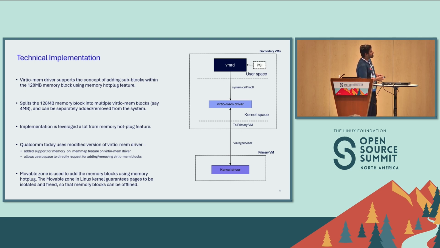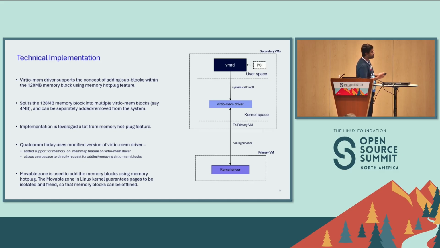And what we have done, to fit our need where the user space can communicate with the virtio-mem driver and the kernel, is make some modifications to the virtio-mem driver that allow user space to communicate with the driver in the kernel using ioctls. The user space can now request the kernel to add more memory, and then the SVM can talk to the primary VM to add some more memory. The upstream virtio-mem driver doesn't have the memory unplug feature, so we added that support to the virtio-mem driver.